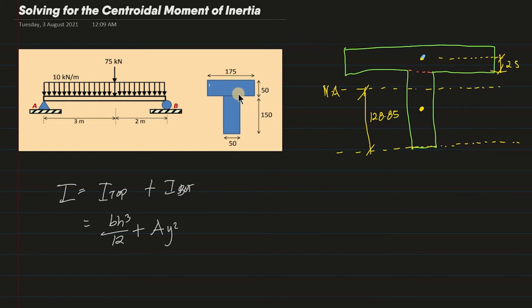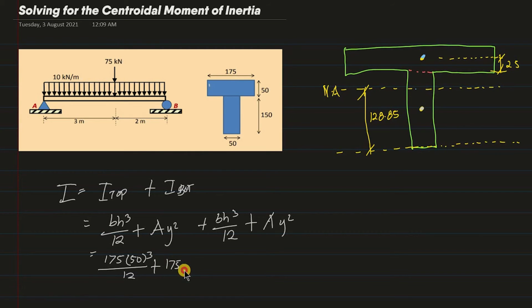So, dito sa bottom figure natin, rectangle pa rin yan. So, gagamitin pa rin natin yung base height cube divided by 12 plus yung A y squared. Yung area nito times yung y, which is the distance dito mula sa sentro niya papunta sa ating neutral axis. Okay, so simulan natin dito sa top. Ano yung base niya? Ito, that's 175. Ano yung height? Ang height niya is just 50, so 50 cube divided by 12 plus, ano yung area niya? That's 175 times 50, right?